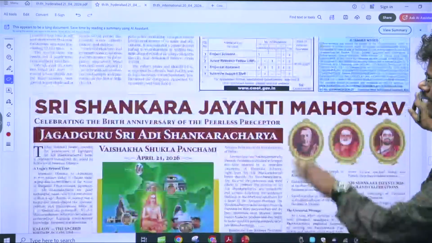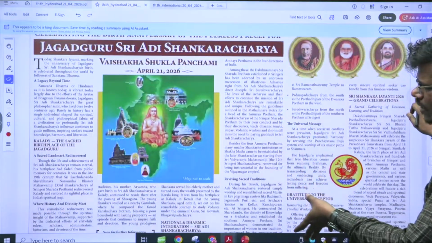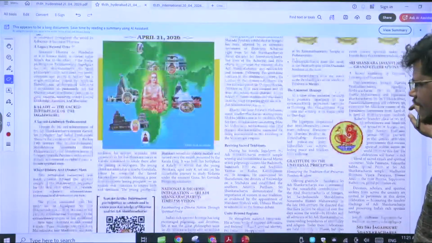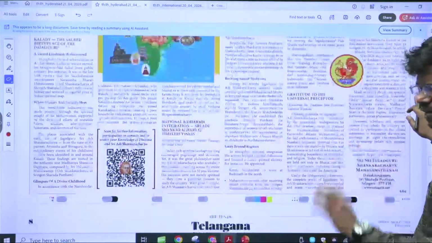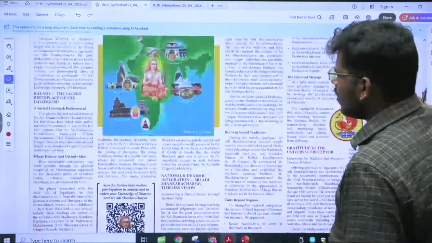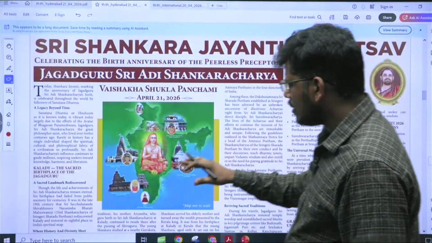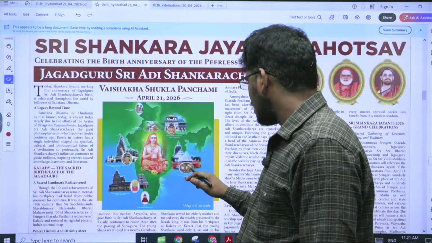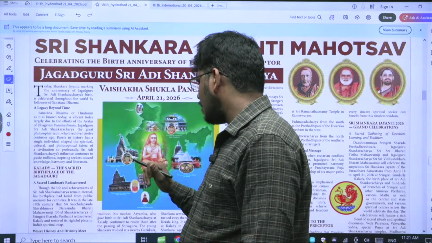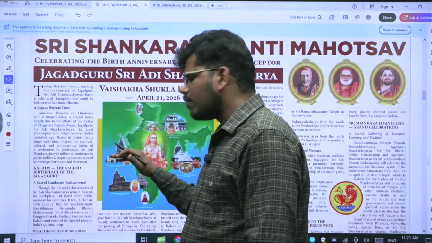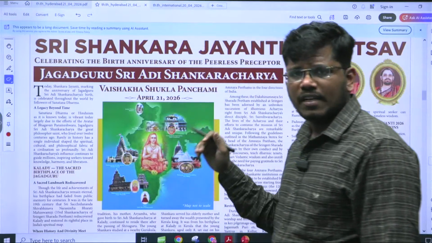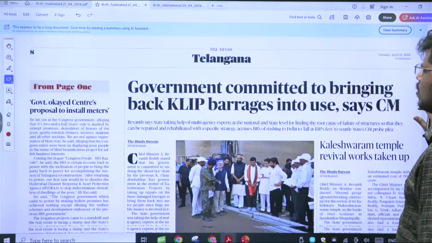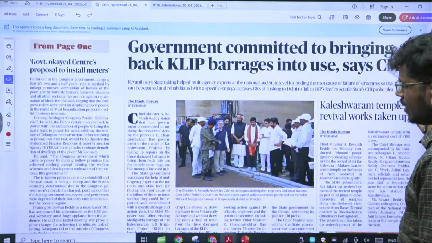Next, there is Shankara Jayanti, and you can take it as an ancient history topic. Adi Shankaracharya is very, very important for the Bhakti movement. He also established 4 matas: Jyotir Mat, Kanchi Kamakoti, Sharada Mat, and in Dwaraka there is one mat, in Puri there is one mat. Like that, he established 4 matas. So Adi Shankaracharya is also very important from the history perspective.